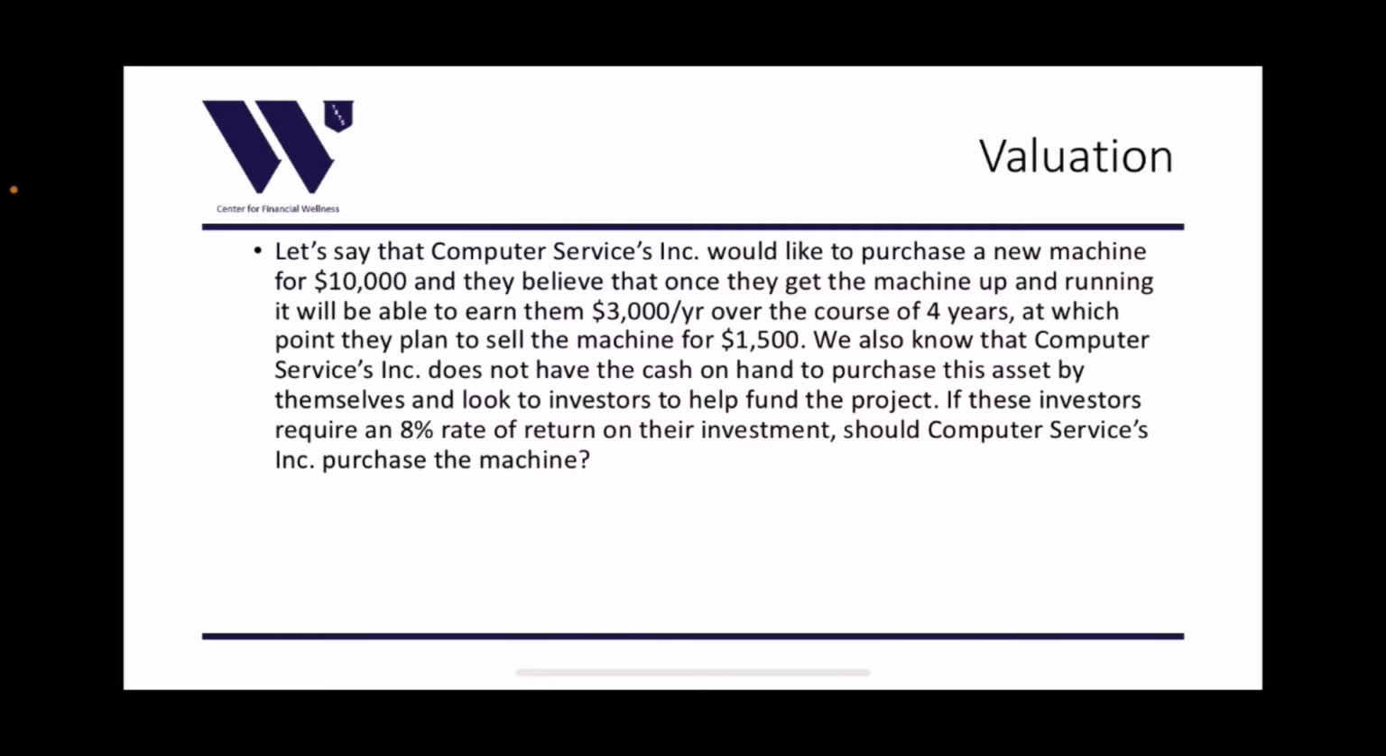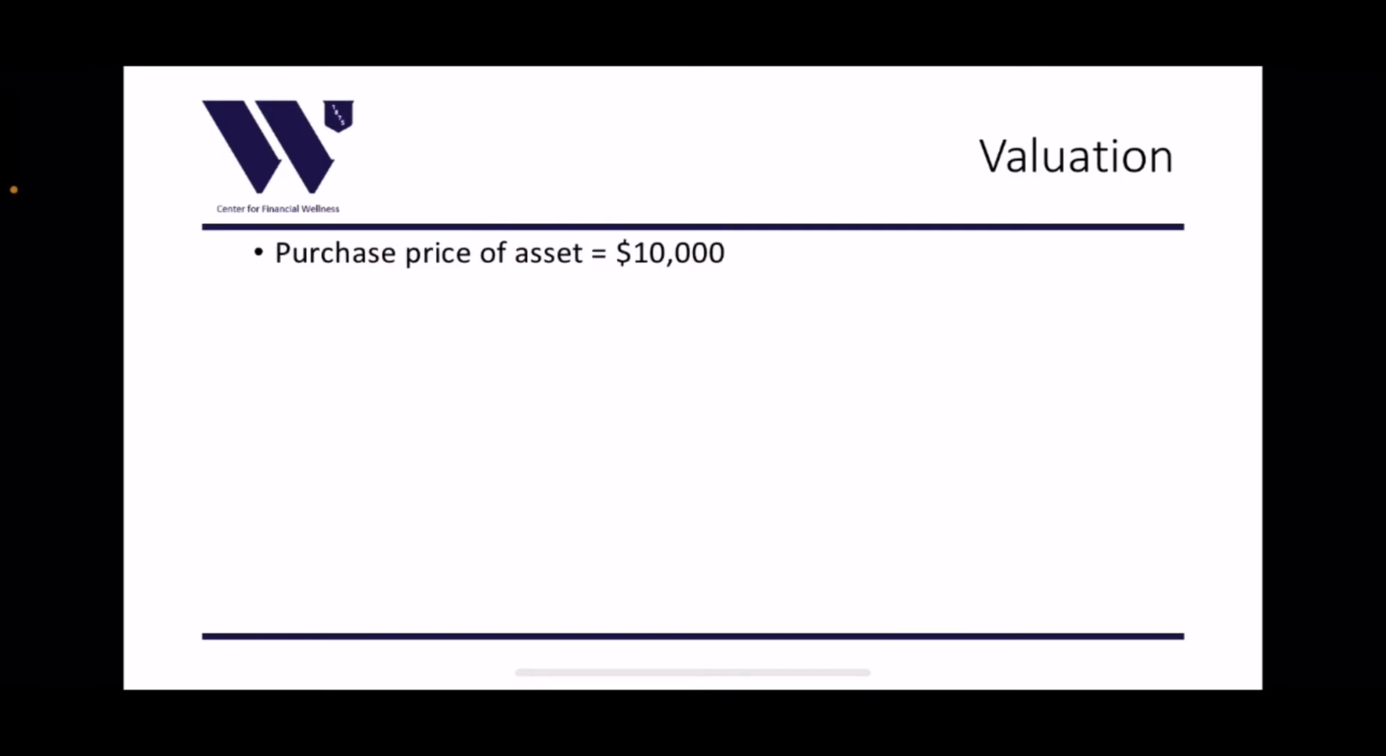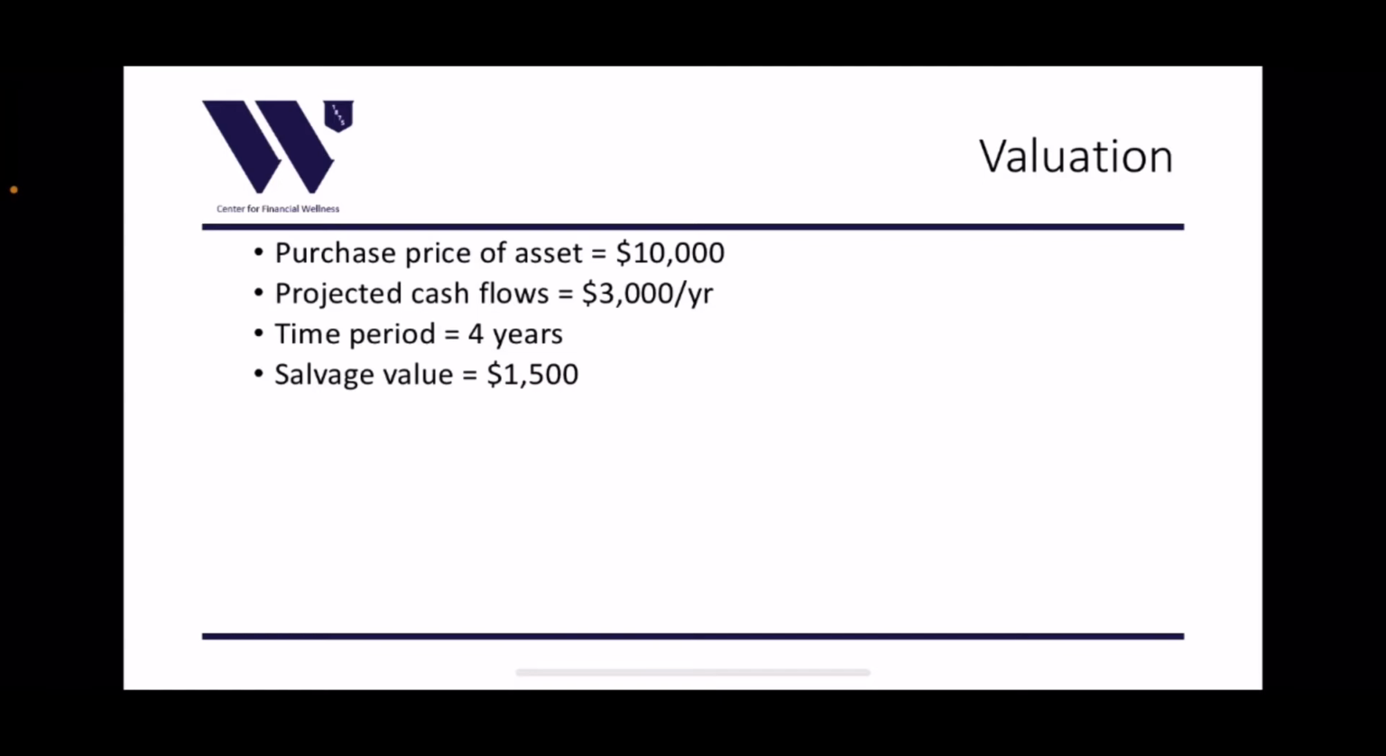It's important to pull from that example that the purchase price of the asset was $10,000. The projected cash flows were $3,000 a year. The time period for our explicit period was 4 years, at which point we'll have a salvage value of $1,500. And the investors had a required rate of return of 8%.